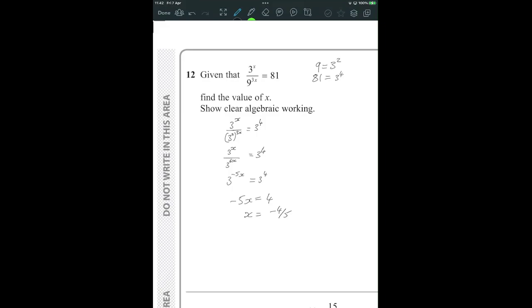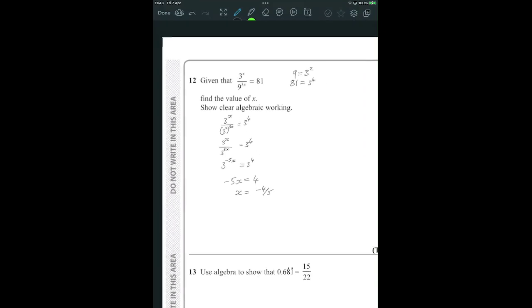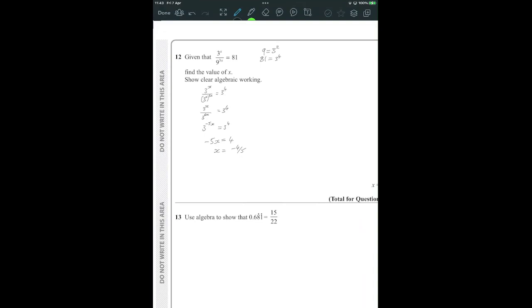Once again, I am going to type this into my calculator just to see if I've done it right. 3 to the power of negative 4 over 5 over 9 to the power of 3 times negative 4 over 5 does indeed give me 81 once again. So I know I've got that question right.